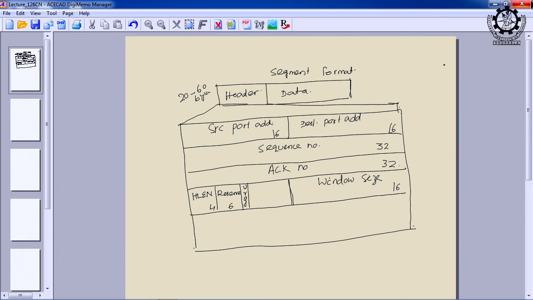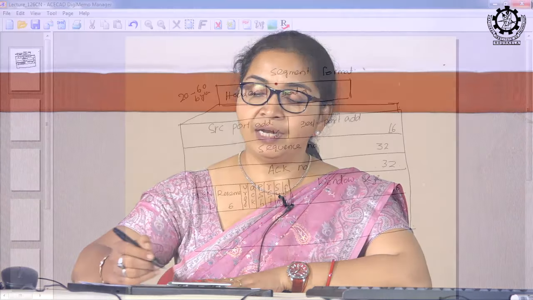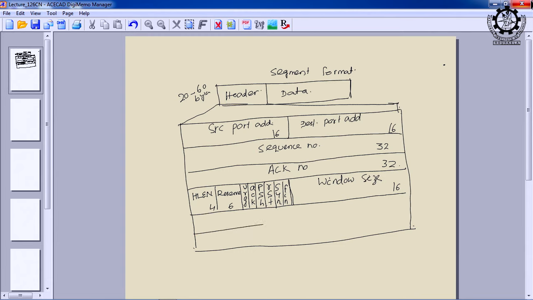First one is the URG field, that is the urgent field. Then you have the acknowledgement field, that is the ACK field. Then the push field, that is the PSH field. Then the RST field, that is the reset field. Then the SYN field, that is the synchronization field, and there is the FIN field, that is the finish or terminating field. So, you have a few control signals: urgent, acknowledgement, push, reset, sync and finish. Every individual field has its own significance. We will study them later.